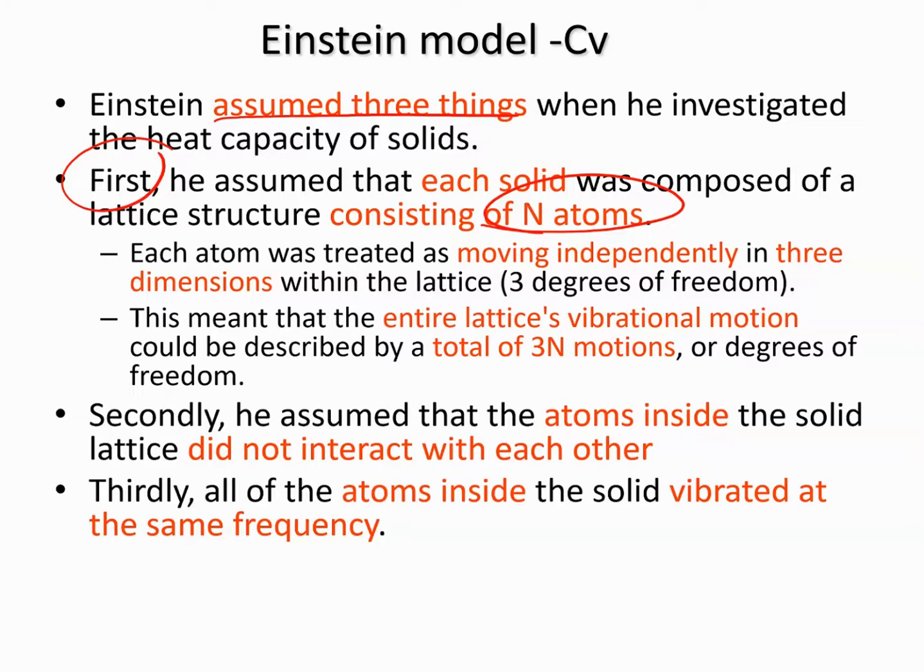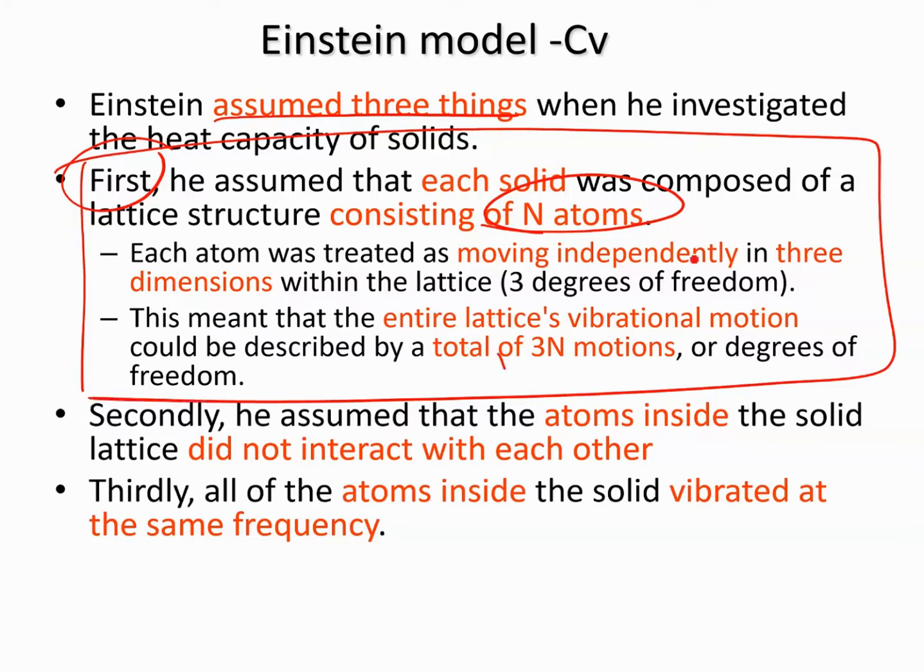And then each atom can move independently in 3 dimensions within the lattice, and it has 3 degrees of freedom. This means that the entire lattice vibration motion could be described by a total of 3n degrees of freedom. And this one is correct. Why is it correct? We know that in a solid composed of n atoms, each atom has 3 degrees of freedom. Yeah, we agree with that. So this first assumption is correct.